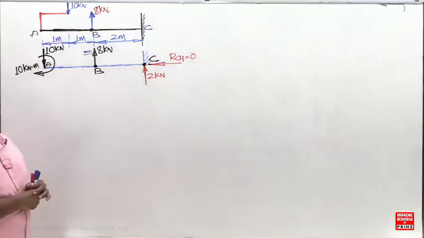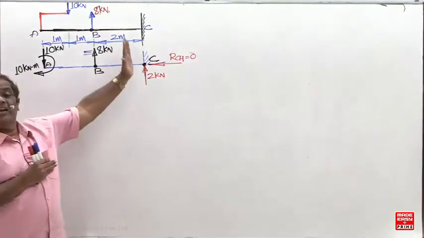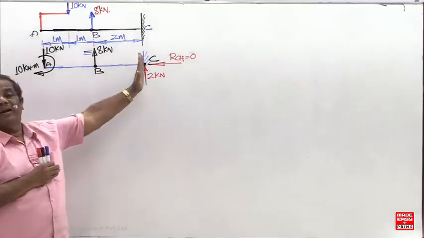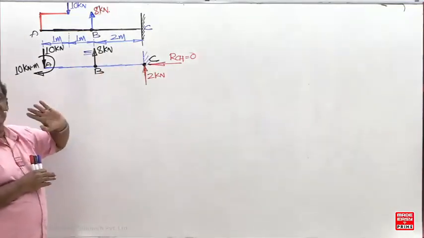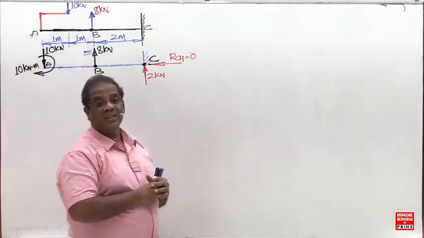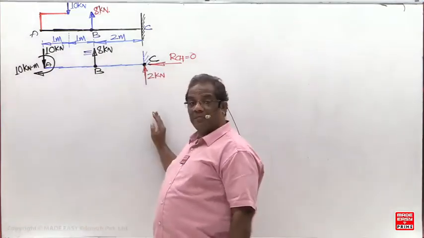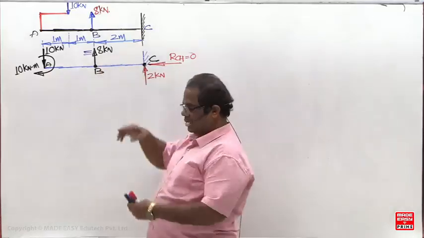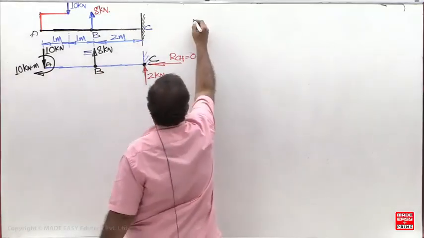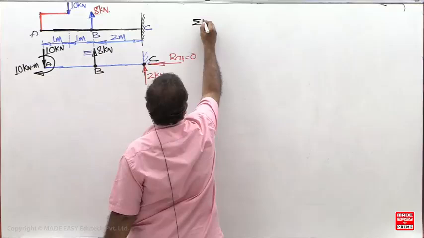And what about the moment reaction? Moment reaction is equal to the net moment at the fixed end. Most of them are going to make a mistake in the moment reaction. Net moment means sum of the couples and sum of the moments. So what is the moment due to this? 8 into... find out the net moment at C.